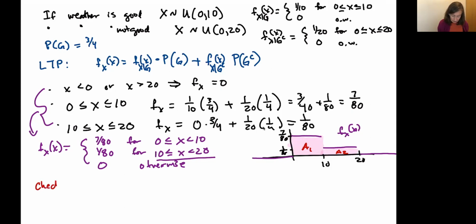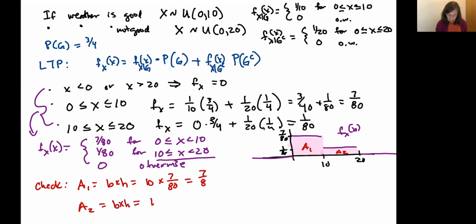So let's check here. A1 is a base of 10 times a height of 7/80. Base times height equals 10 times 7/80, and the area is 7/8. And for A2, again, we have a base of 20 minus 10, which is 10, and a height of just 1/80. Again, it's base times height: 10 times 1/80 gives me 1/8. Look at that. That sums to 1.